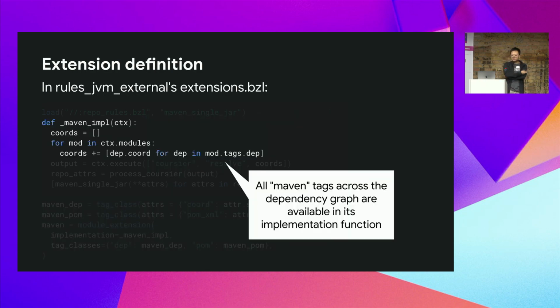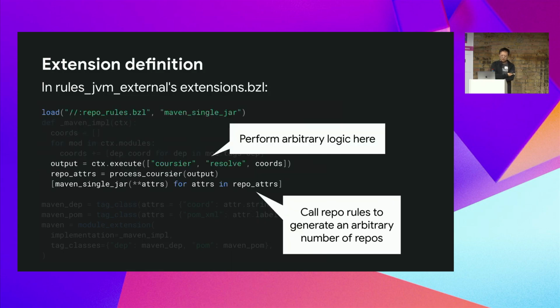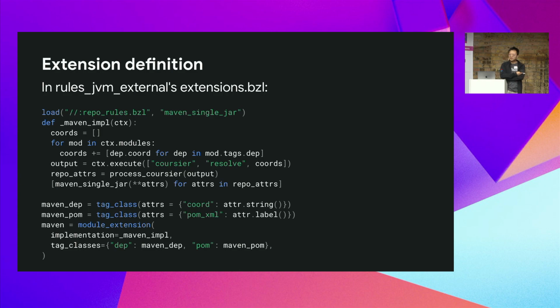Then inside the implementation function, you can go through all the resolved Bazel modules and collect all those tags. And then you can basically source out the dependency resolution part to the actual package manager. Here, we're just using Coursier to resolve the dependency. And based on the output, we can then call the actual repository rule here, Maven single jar, to fetch the dependency, generate the build file so that Bazel can understand it. Yeah, so that's how module extension works.